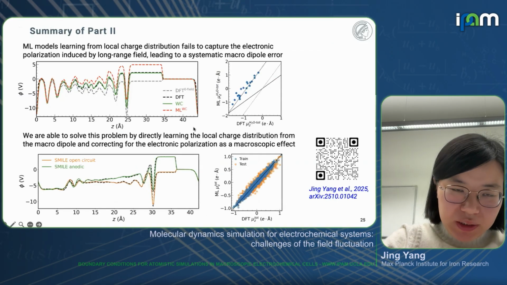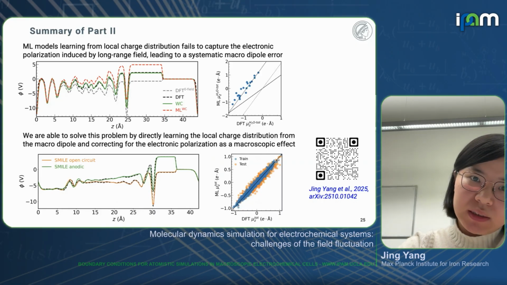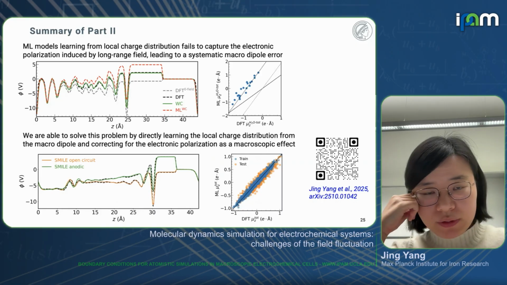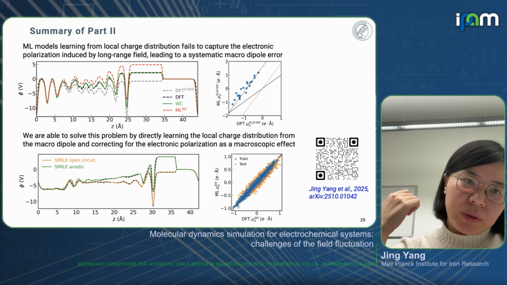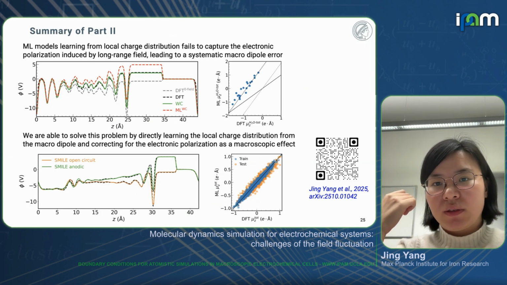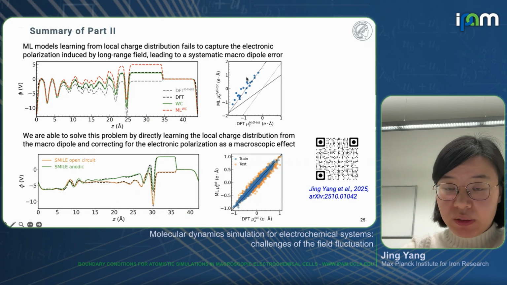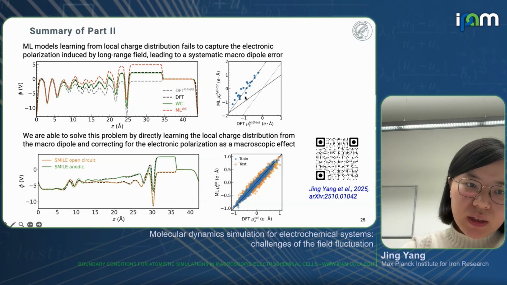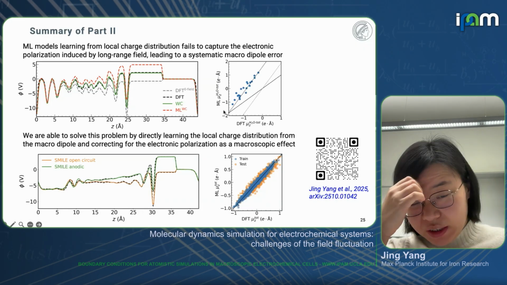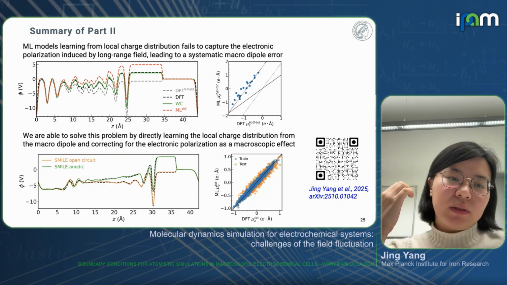And with that, I come to the end of my talk. So hopefully I have shown you that machine learning models learning from the local charge distribution fail to capture the electron polarization induced by a long-range field. And this leads to a systematic deviation if you look at the predicted macro dipole. And we are able to solve this problem by directly learning the local charge distribution from the macro dipole.